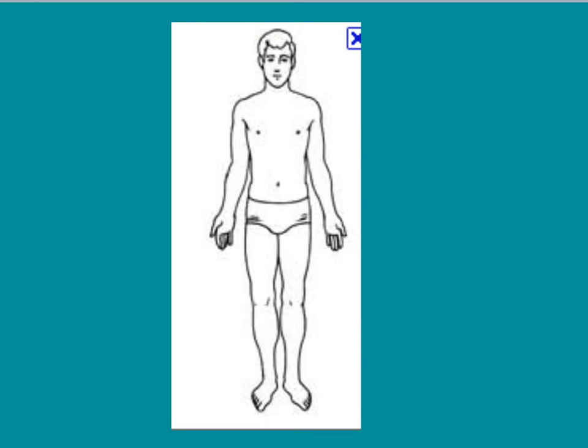This is a picture of someone in anatomical position. Once again, they are facing the observer. They are standing upright. Their palms are facing forward and their arms are at their side.